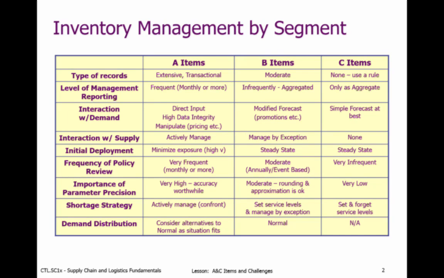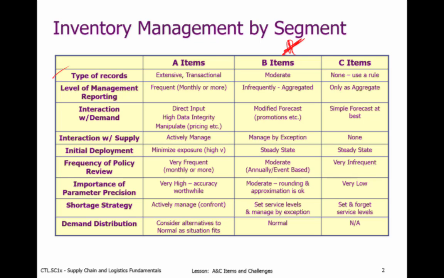On this slide, what we show is different types of actions and different types of things you might want to do for A items, B items, and C items. And as I said, everything we've discussed so far has been for these B items, right? Everything here, where we set a policy, we load those policies into an inventory management system, and we manage by exception. But let's see how these different policies for different items will be affected.